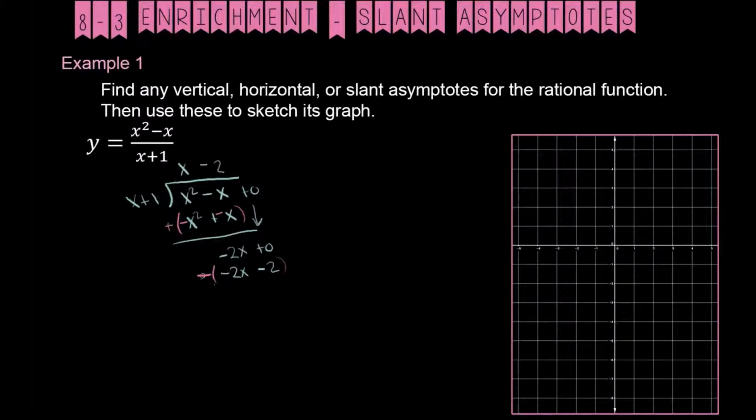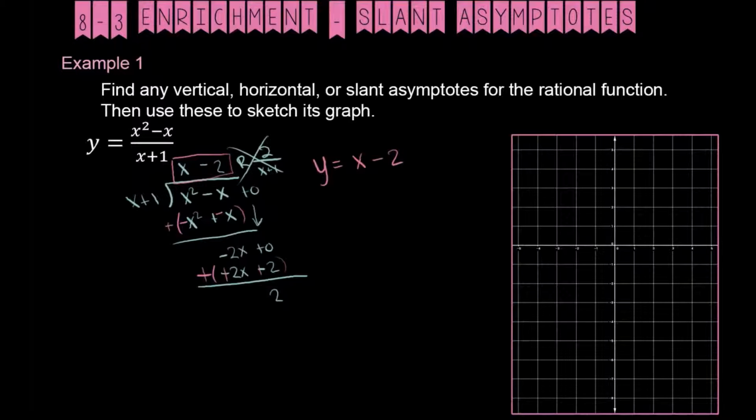So I like to think of distributing this, and I get negative 2x plus 2x is 0, and 0 plus 2 is 2. So I end up with a remainder of 2 over x plus 1. But when I'm finding this slant asymptote, I really do not care about this remainder here. All I really care about is this x minus 2, because that tells me the equation of my slant asymptote. So my slant asymptote is the line y equals x minus 2.